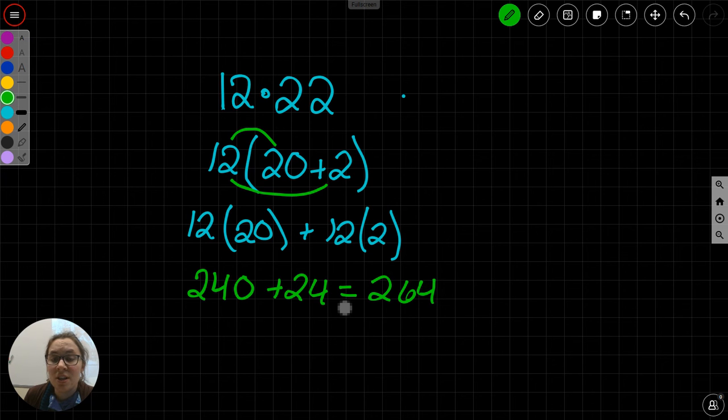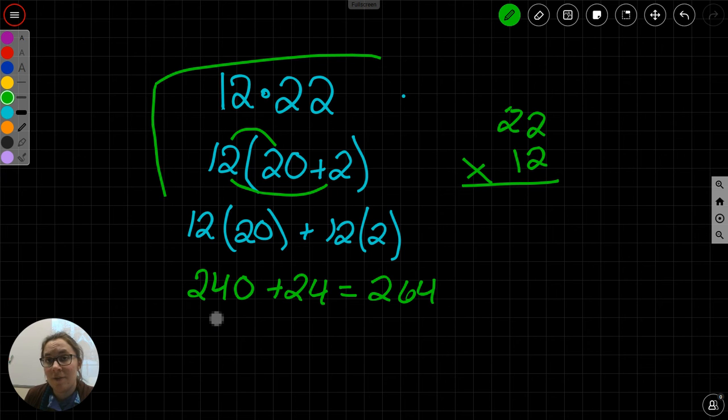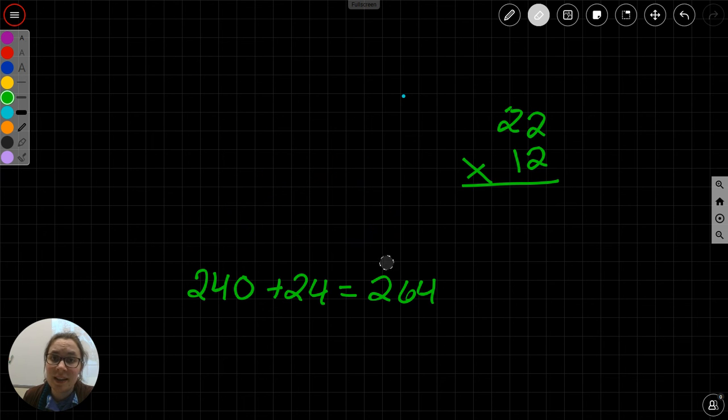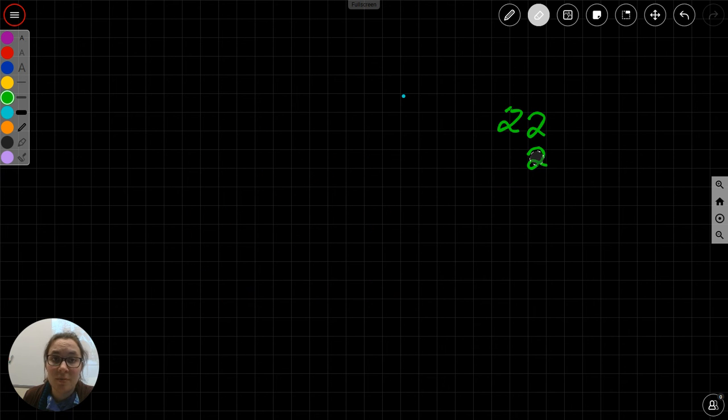264, which is a lot more straightforward, and I can do this in my head better than I can do 22 times 12, like that. I can do this a lot faster. So that's the distributive property in a nutshell there. What's the super short version? Basically, it says you can break apart numbers and multiply them separately as long as you multiply all the parts.